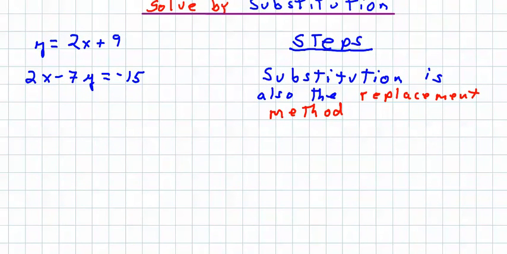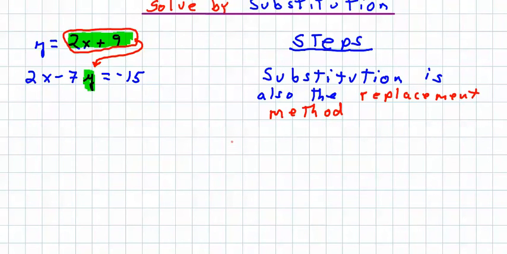Now, if we look here, I could ask you, what does y equal? And you would tell me y is equal to 2x plus 9. That means in this other equation, I can replace y with what it's equal to. It's equal to 2x plus 9. So I can replace y with this. And that's what we're going to be doing in substitution. All we're doing is we're replacing something.